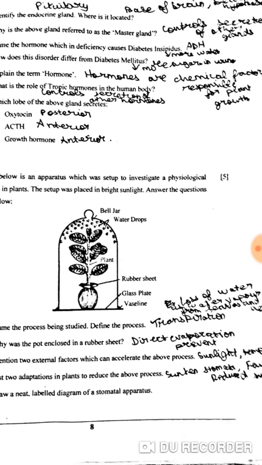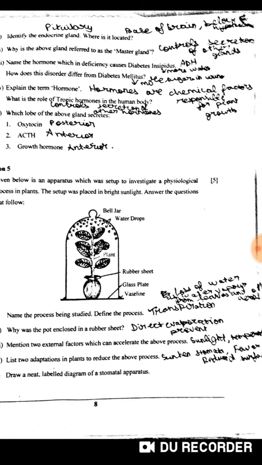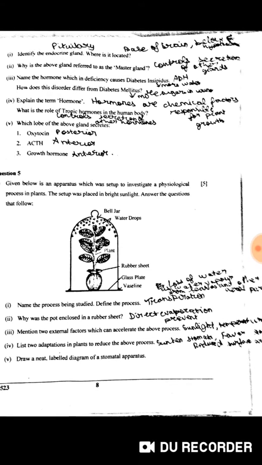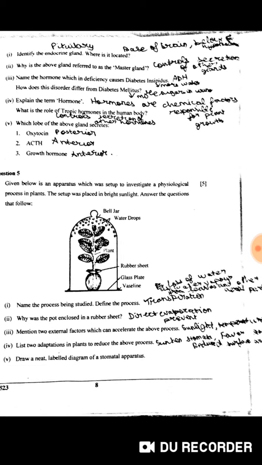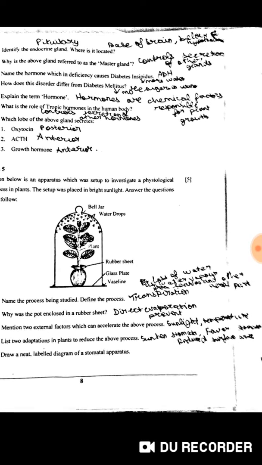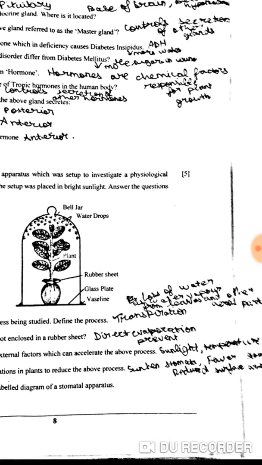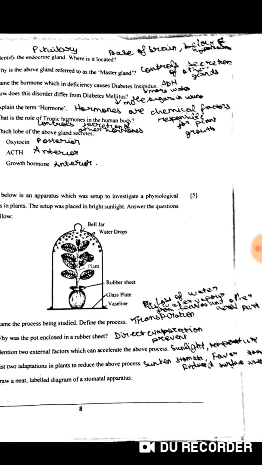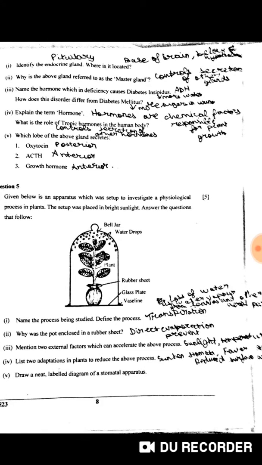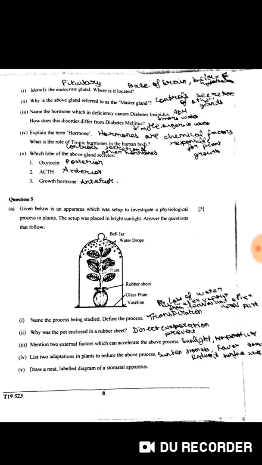Now it's question 5. A1. The process being studied is transpiration. The definition of the process is loss of water as water vapor from leaves and other aerial parts of the plant. Why was the pot enclosed in a rubber sheet? The answer is to prevent direct evaporation.